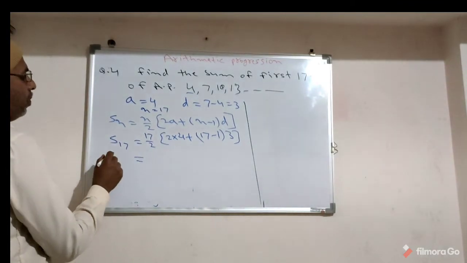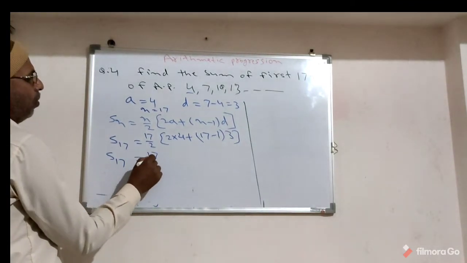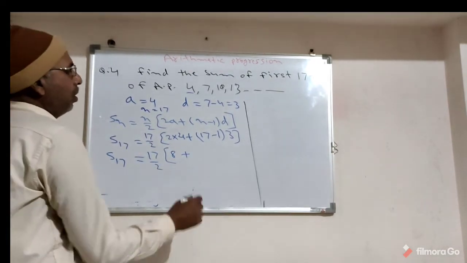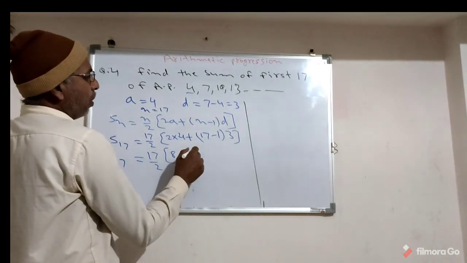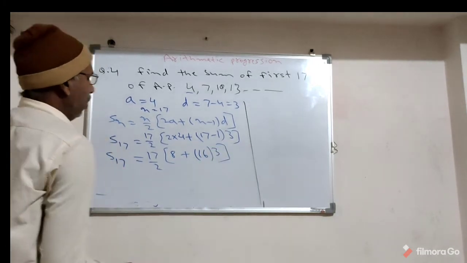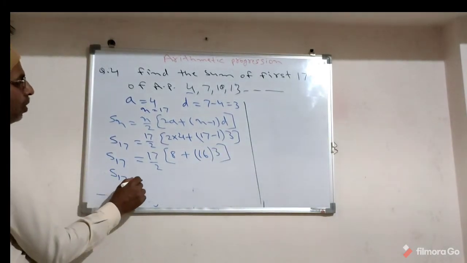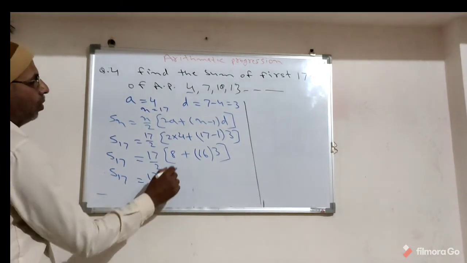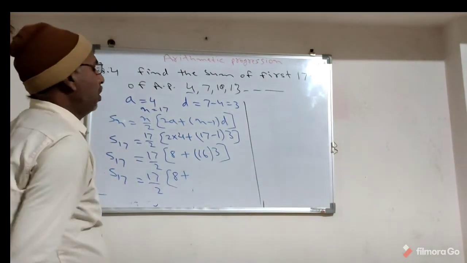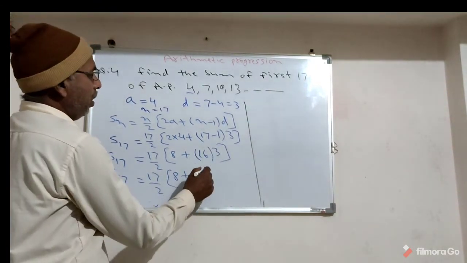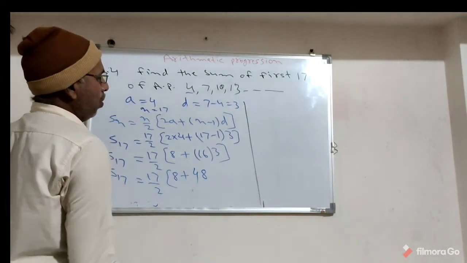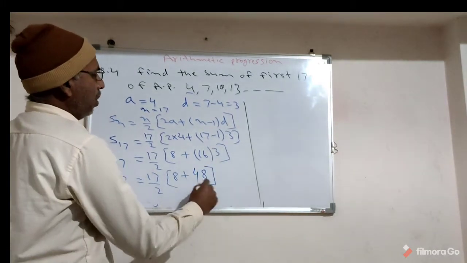Then S17 equals 17 by 2 into 4 times 2, which is 8, plus 1 subtracted from 17, we get 16, into 3. Then S17 equals 17 by 2 into 8 plus 16 multiplied by 3. 3 6s are 18, 3 1s are 3 and carry 1, how much? 4. 48.